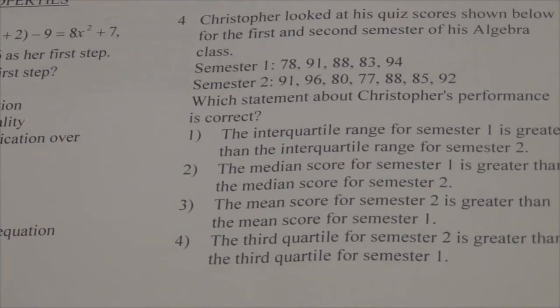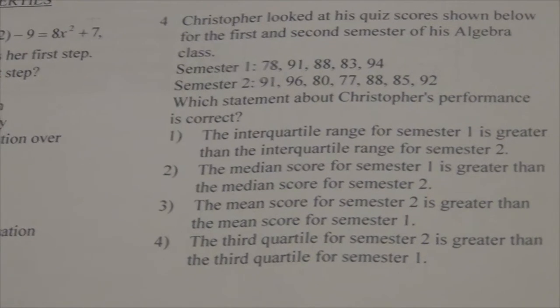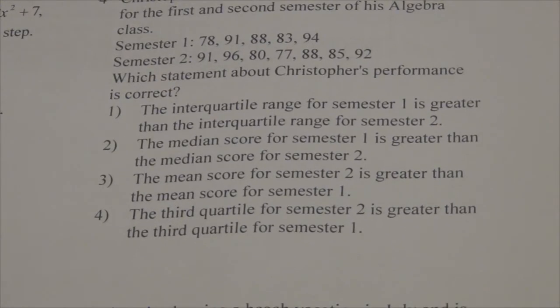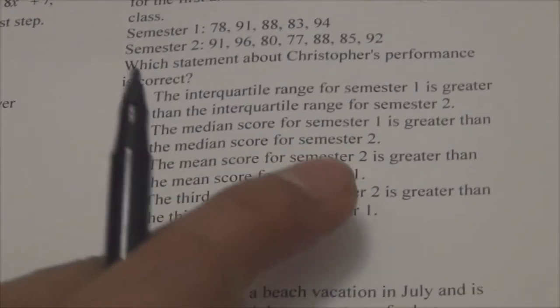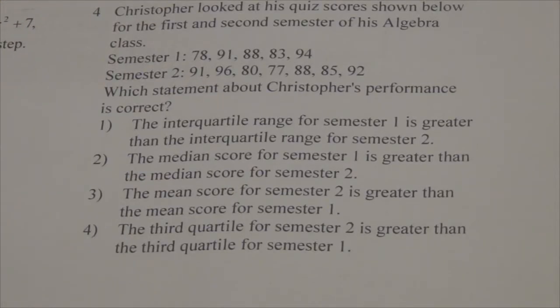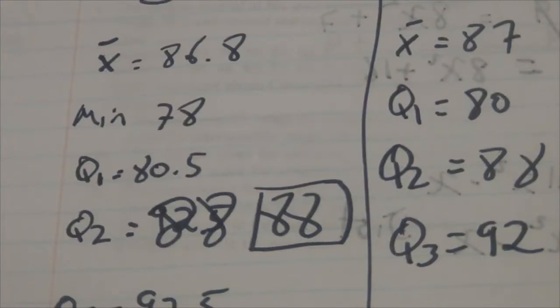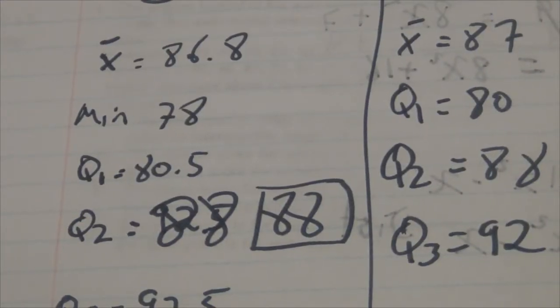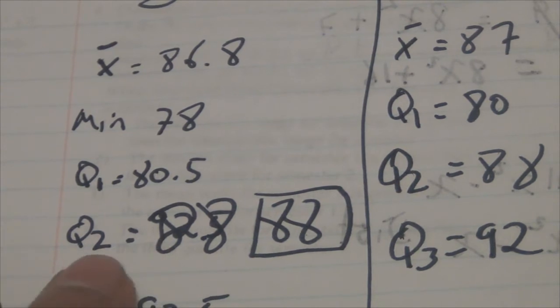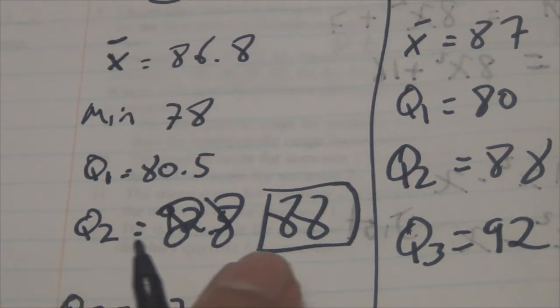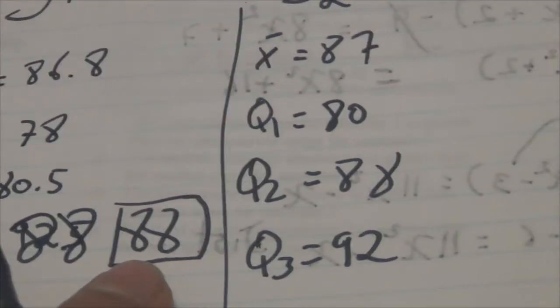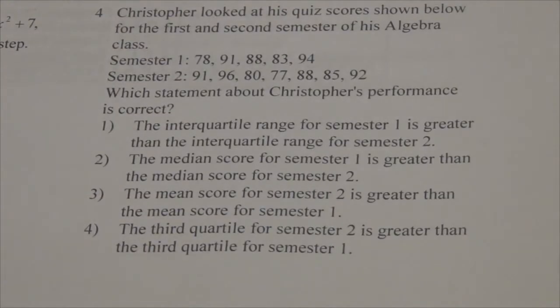So you know what? One is not the answer to our question. Let's read the second one. It says the median score for semester 1 is greater than the median score for semester 2. So let's look at the medians. The median is Q2, right? The median score for semester 1 is 88, and for semester 2 is 88. So no, it's not greater.